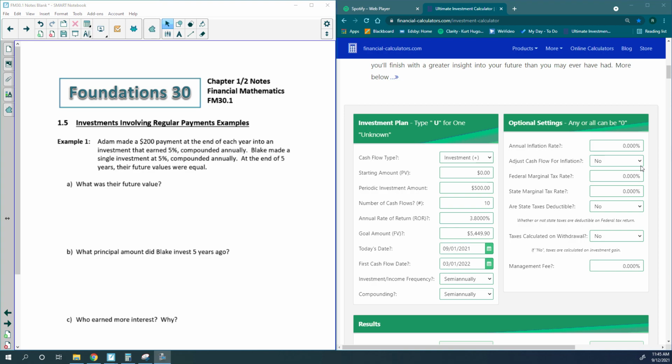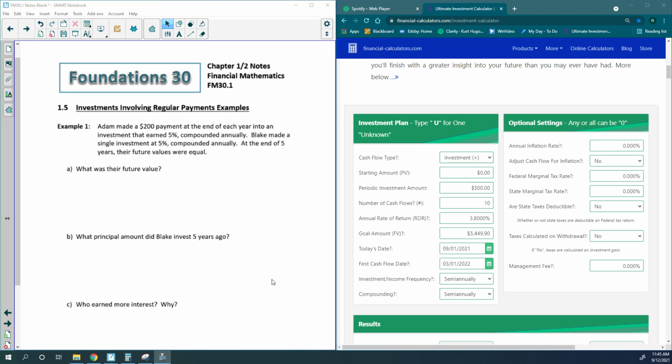Blake made a single investment of 5% compounded annually. At the end of 5 years, their future values were equal. So what was their future value? So we're going to focus on Adam because we got all the information we need for Adam. Okay, and so I already have my investment calculator up, and make sure that the right side is zeros and nos.